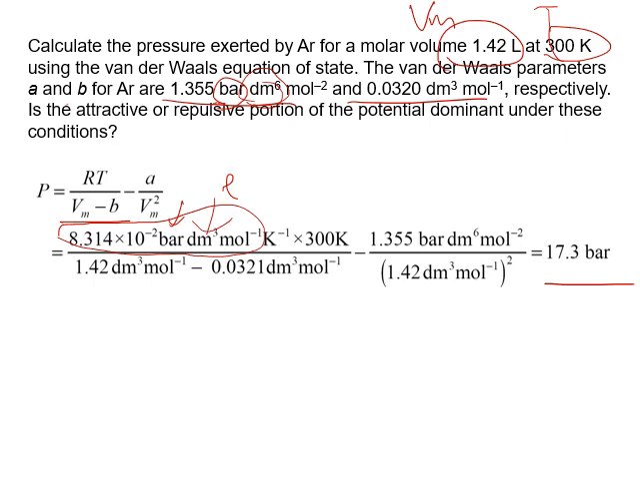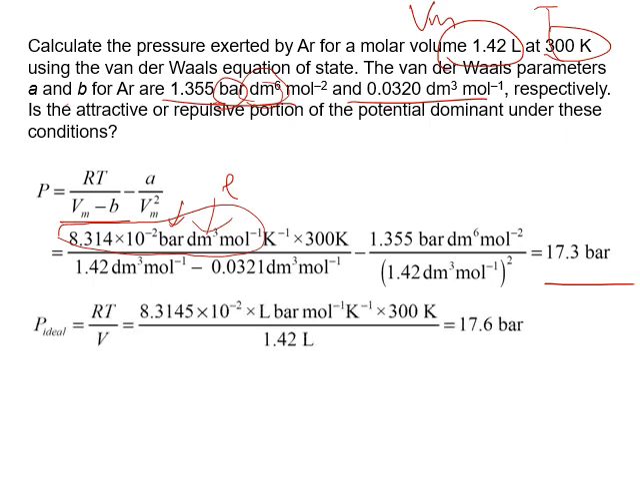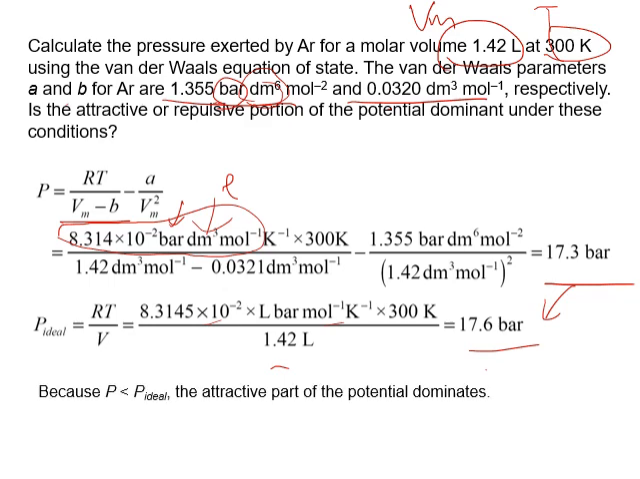Okay, and it asks you what force dominates. Now to find out what force dominates, one way is to compare the pressure with the ideal pressure. So if a gas behaves ideally, what's the pressure? We use the ideal gas law. So we have the volume, gas constant, and the temperature, and the calculated pressure is 17.6. Because the pressure is smaller than the ideal pressure, that indicates attractive force dominates, because attractive force reduces pressure.